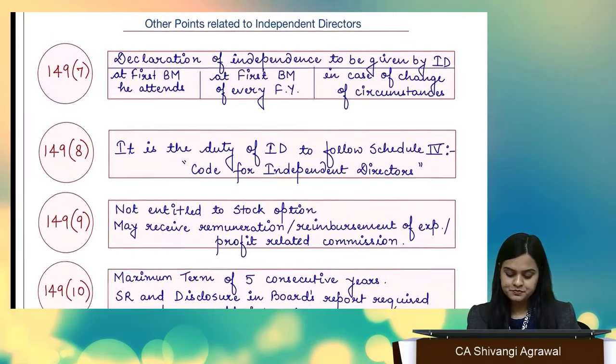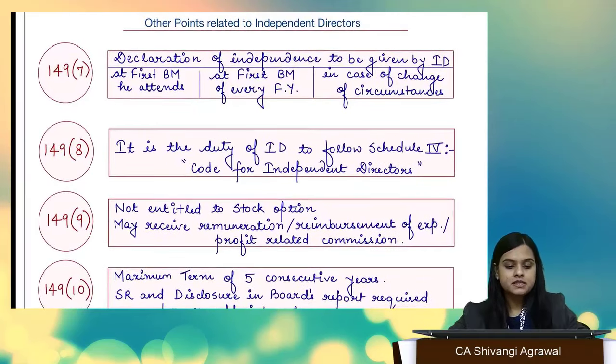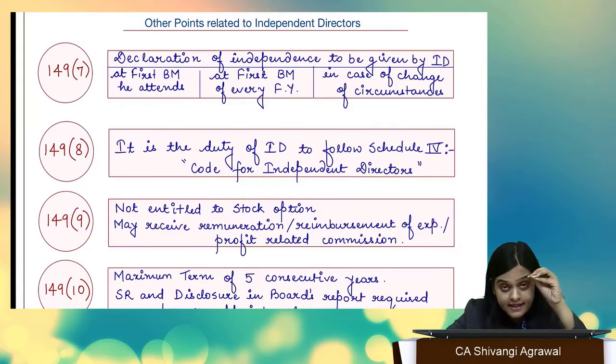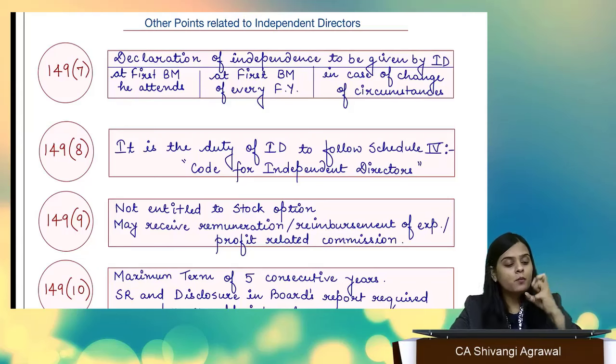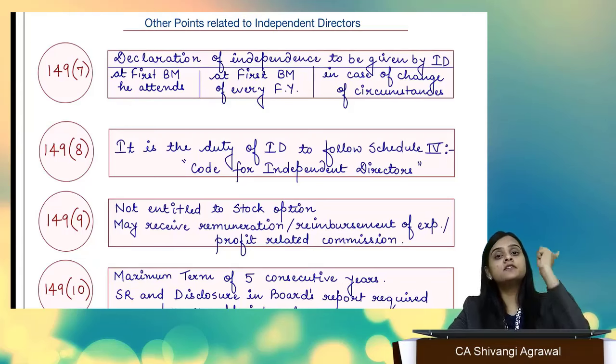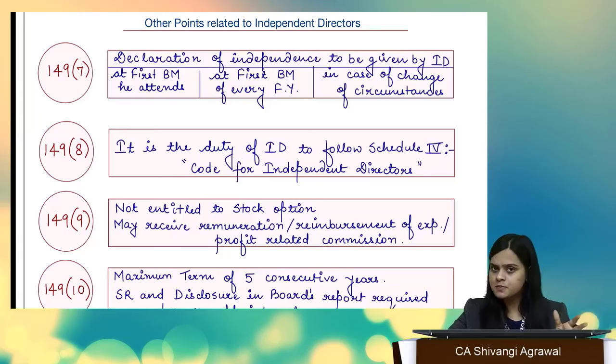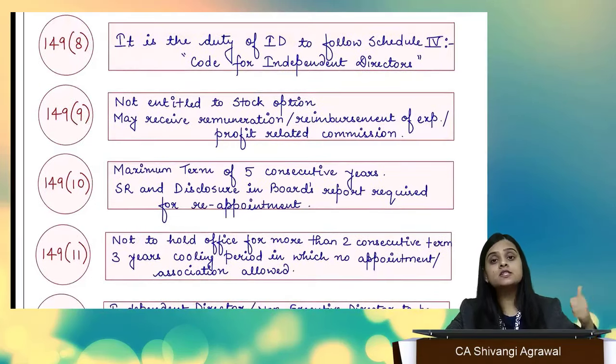Now, every person who is going to be appointed as an independent director must give a declaration that yes, he has fulfilled the criteria of independence. So whenever you are appointed as independent director, in the first board meeting that you participate in, in the board meeting of every financial year, and wherever there is a change in circumstance, you have to give a declaration. It is your duty.